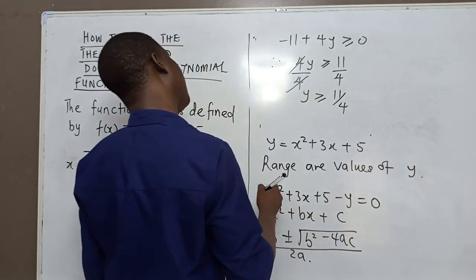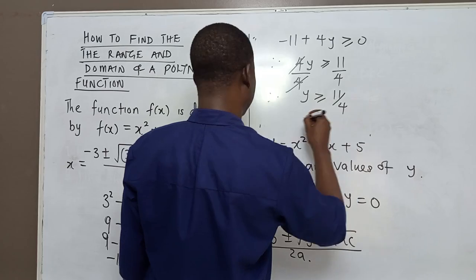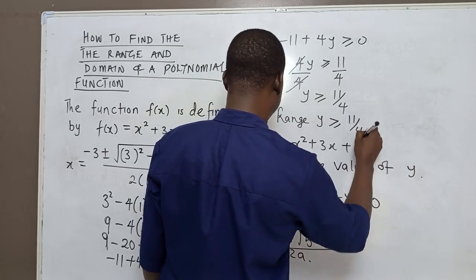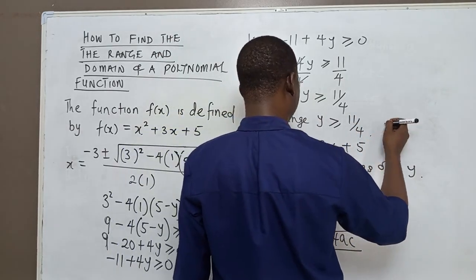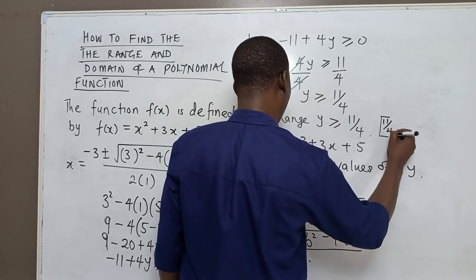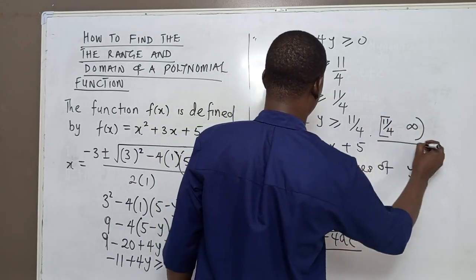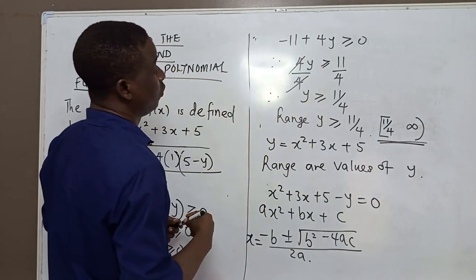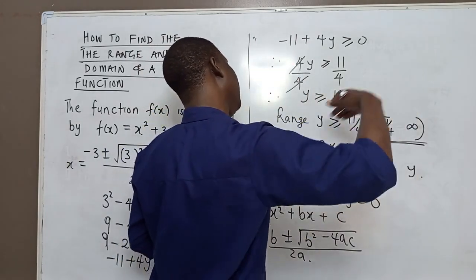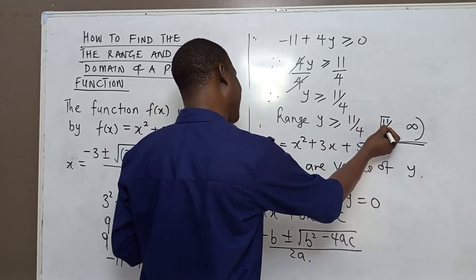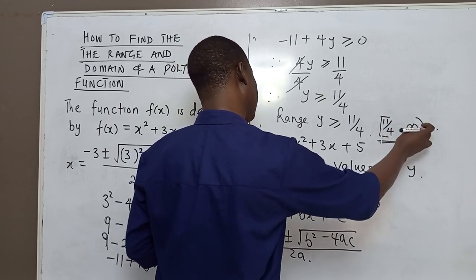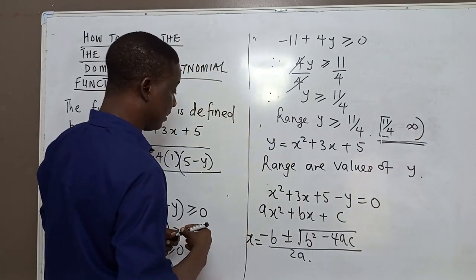So y is greater than or equal to what? 11 over 4. So therefore, we say this is the range. So y greater than or equal to 11 over 4. We can also write it like this: we close the bracket at 11 over 4, because it is equal to, down to infinity. We open it. That can be your answer. We close 11 over 4, then we open to infinity because it's going greater than or equal to. Since it's equal to, there will be a closed half-open interval. There cannot be a closed bracket at infinity. So that is it for the range.